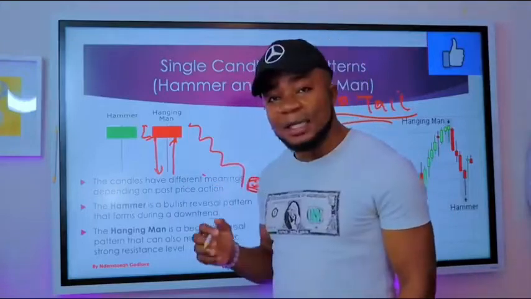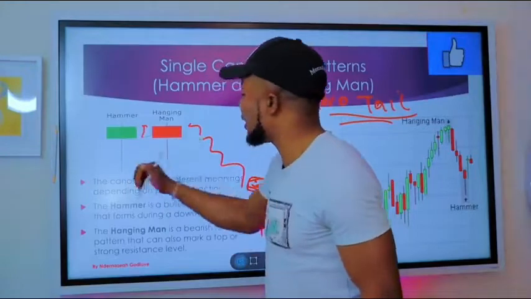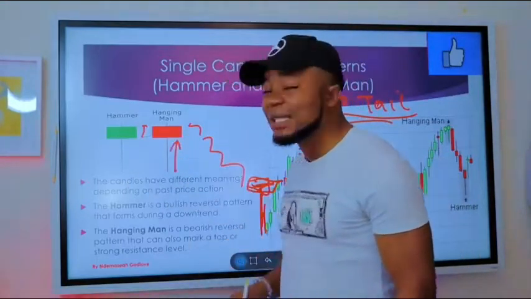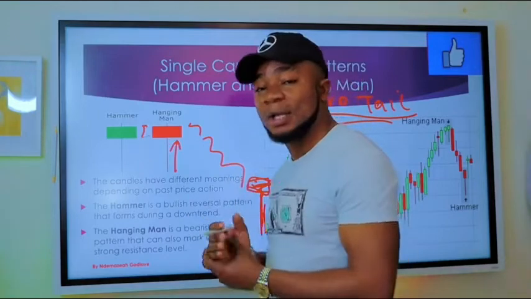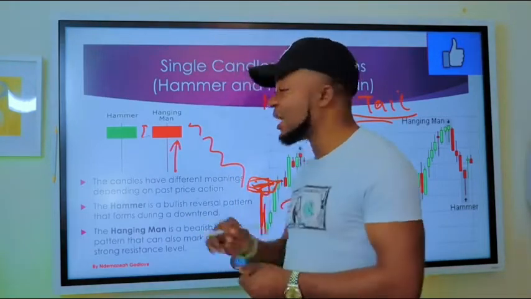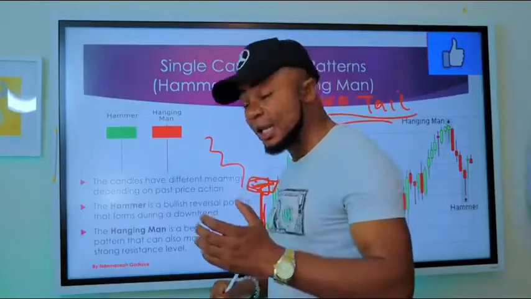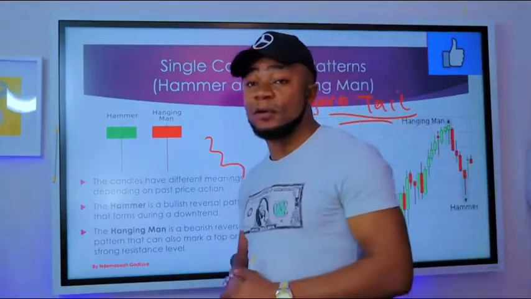And at the end of the day, the wick of the candle is longer than even the body of the candle. All right, showing you what? Showing you that the force the buyers were using to counteract this market was more than the sellers' force. And anytime you see this particular candle, if it occurs at a key resistance level or at a key support, that is a key confirmation of a reversal.